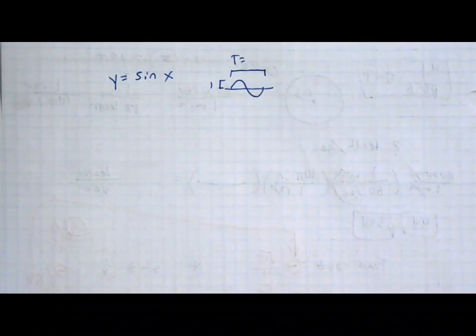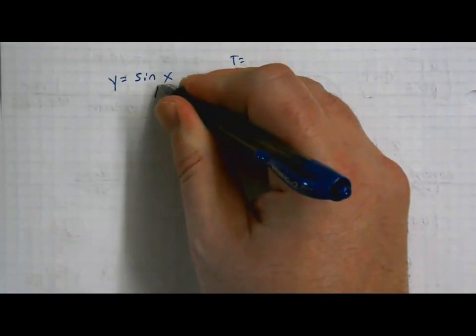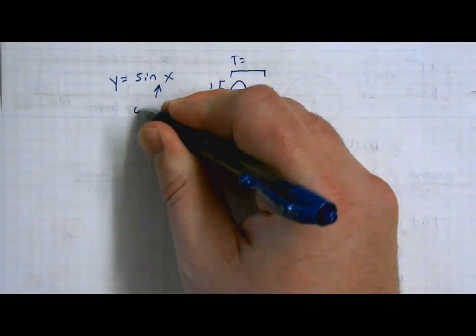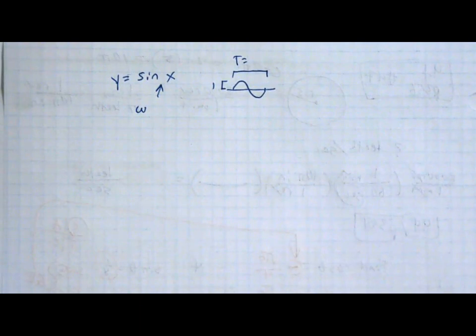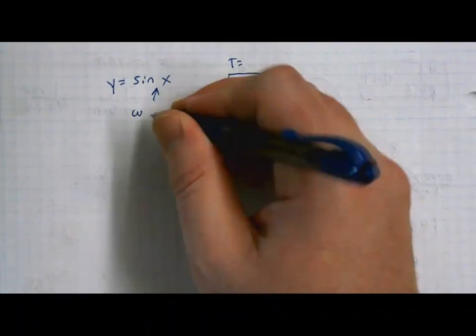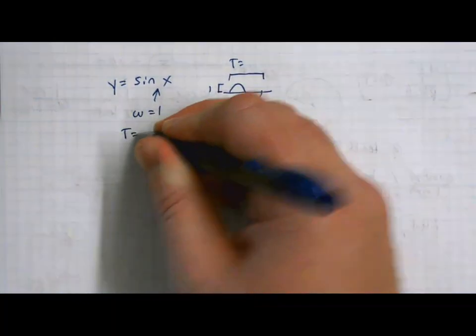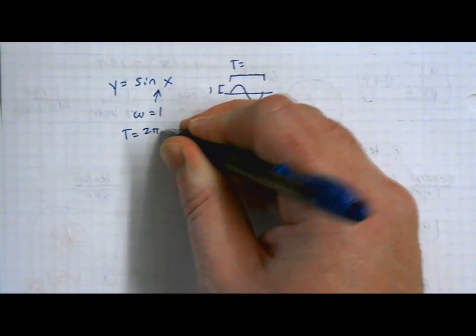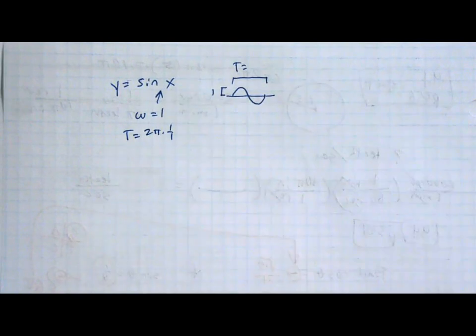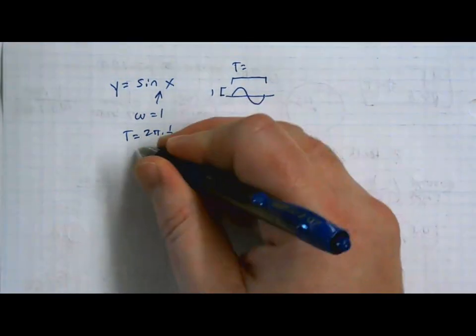What's omega? What is omega first? Omega is the one that appears in the equation. It's not actually written down, but what is the invisible number in front of the x? Omega is 1, which means that the period is 2 pi times the reciprocal of 1, aka the period is 2 pi.